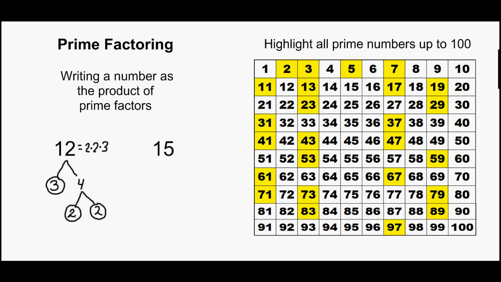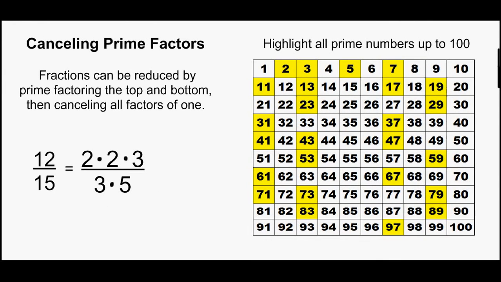Now let's look at the number 15. 15 can be written as 3 times 5. 3 is a prime number. 5 is a prime number. 15 equals 3 times 5.